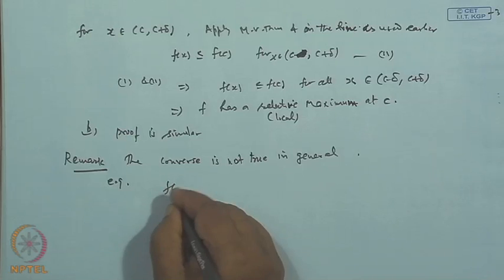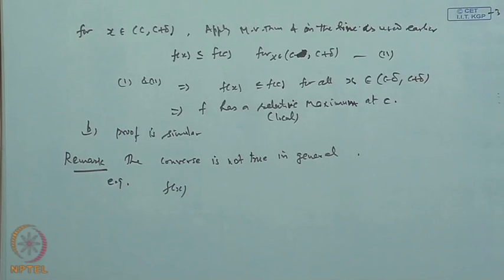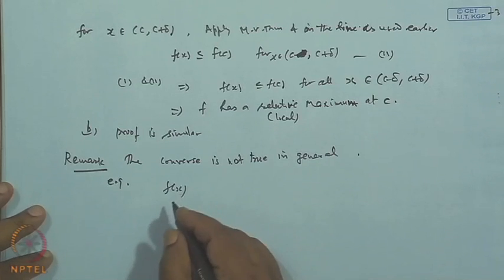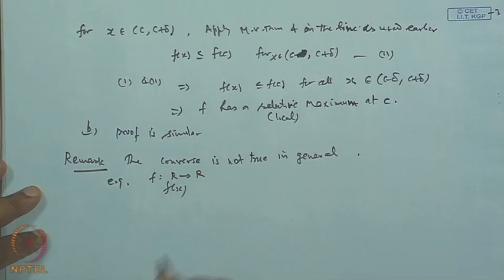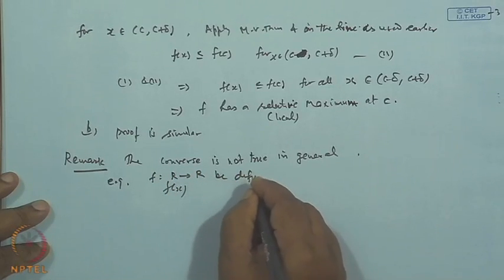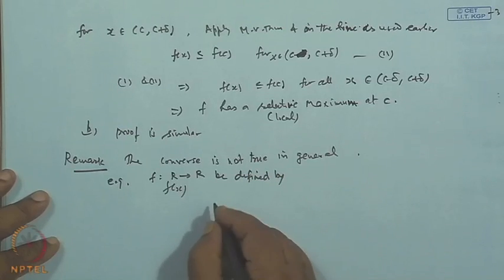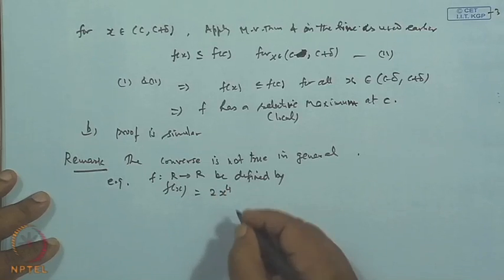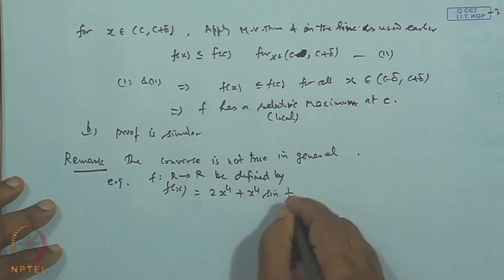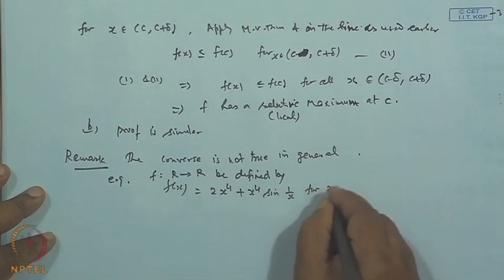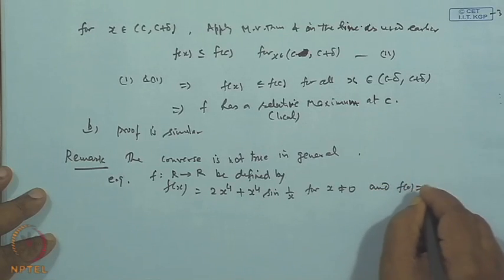suppose I take the function f(x). Let f be a function from R to R, defined by f(x) equal to 2x to the power 4 plus x to the power 4 sin(1/x) for x not equal to 0, and f(0) equal to 0.